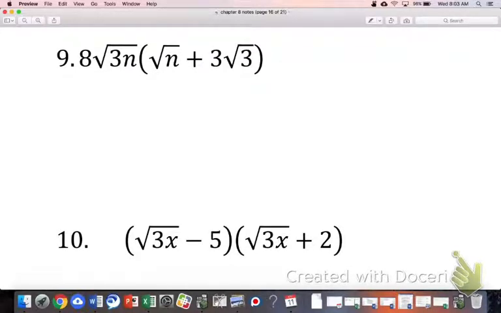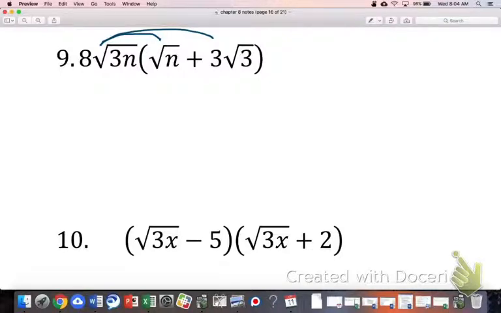It's 8 times the square root of 3n, parentheses, root n plus 3 root 3. There's a lot of radicals and a lot of non-radicals going on up there. So I'm going to do my best to stay as organized as possible. And here's my attempt at that. I'm going to go ahead and draw in these little distributive marks like that. And I'm just going to write it out for what it is.